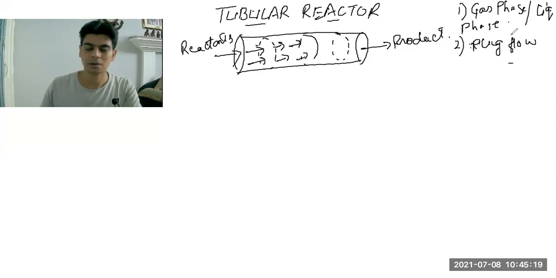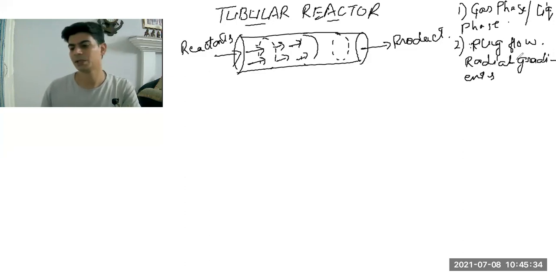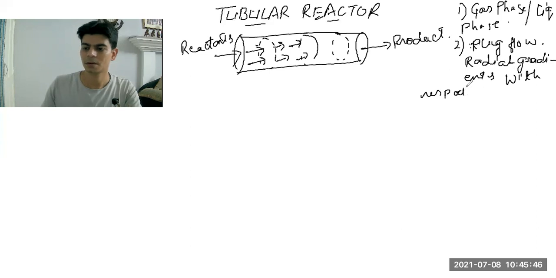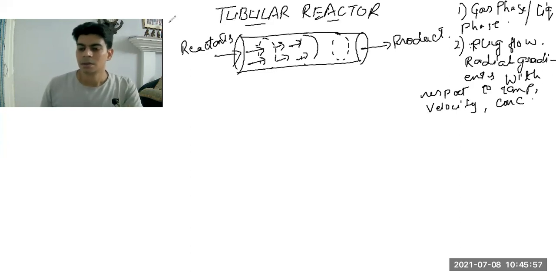And the flow is plug flow, and it also means there are no radial gradients, no gradients radially with respect to temperature, velocity, and concentration. So this is a plug flow reactor with no radial gradients.